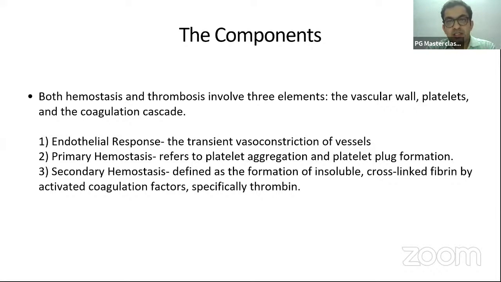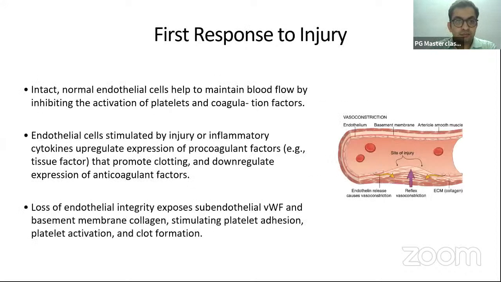And the second element, which is primary hemostasis, takes into action the help of platelets, such that they aggregate and form a platelet plug, which further accentuates the action of the endothelial vasoconstriction. The last final plug is formed by secondary hemostasis, which would be the main array of this presentation, which is done by various coagulation factors.